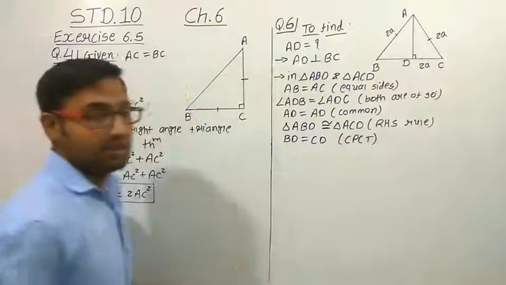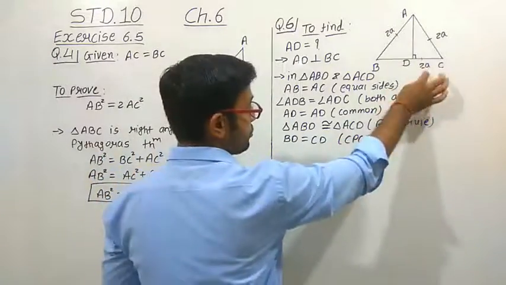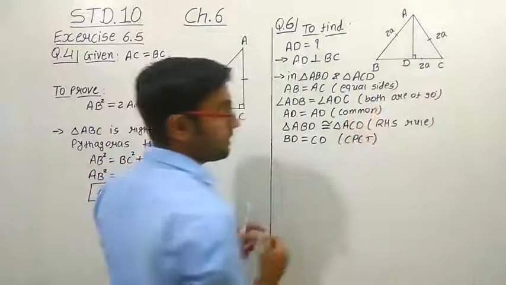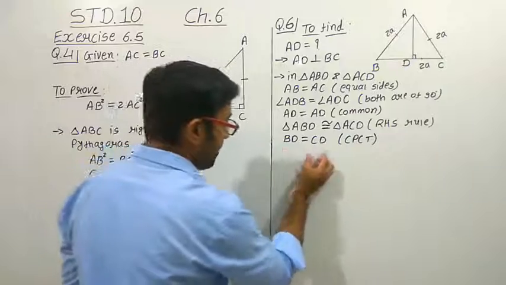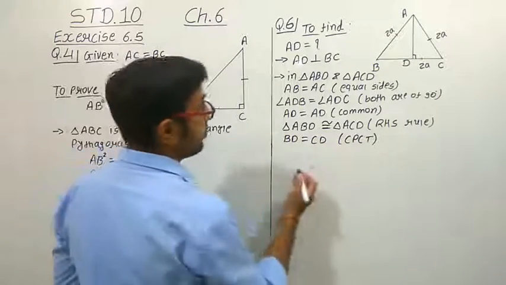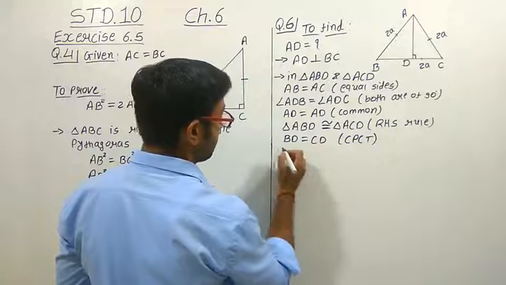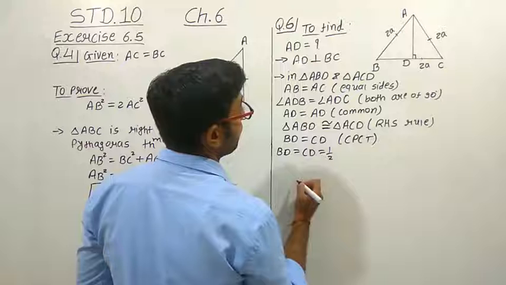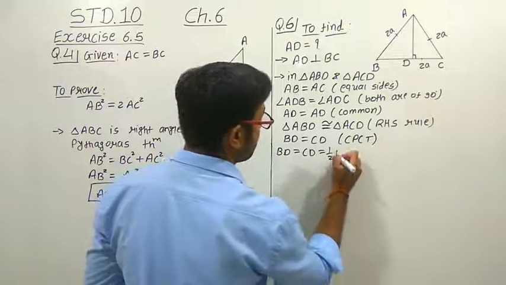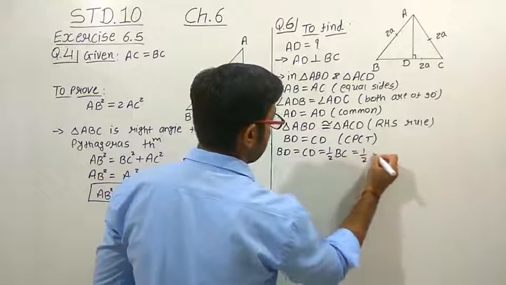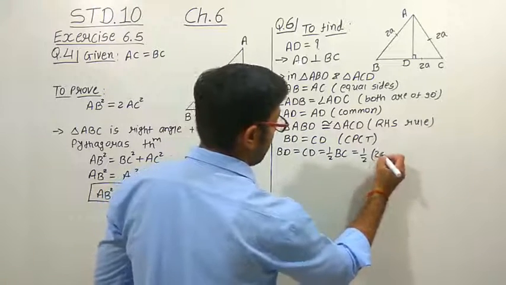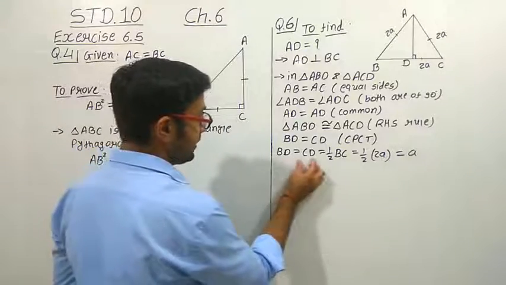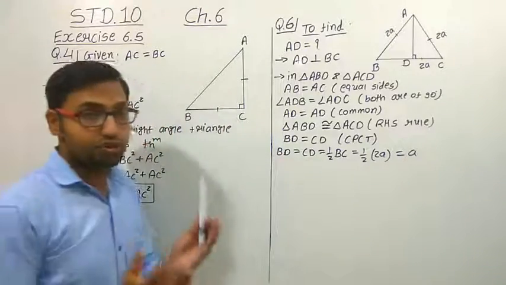CPCT. Right? Now we know that the total length is 2a. Total length is divided into two parts, that is BD and DC. That is why each part gets the value a. So here we can write down that BD is equal to CD, and how much is it? It is 1/2 of BC, and 1/2 of BC means 1/2 of 2a. 2a will cancel out, we get a. That means BD and CD both have the same value, and that is equal to a.